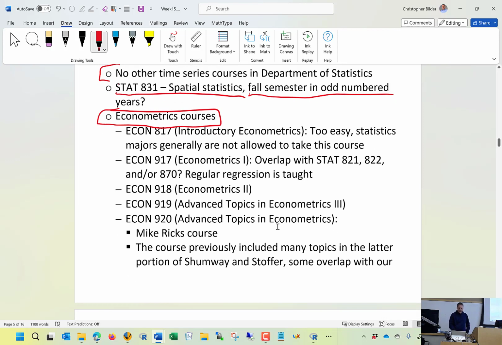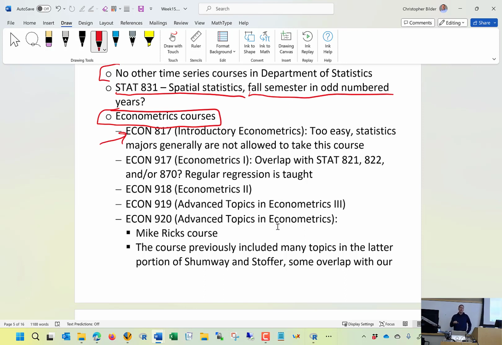And what you can see here for these econ courses, there are a number of them that would work. Typically, you think of this in terms of the area called econometrics. Now, do note that this Econ 817 probably will be too easy for you. It's like a regression course.